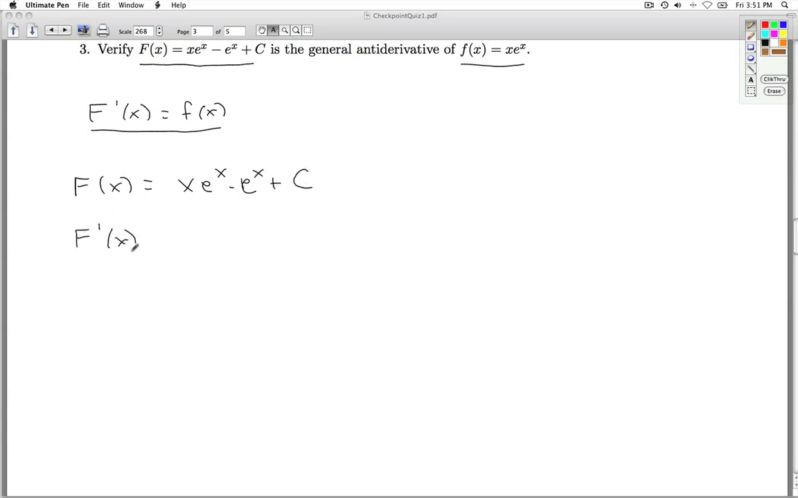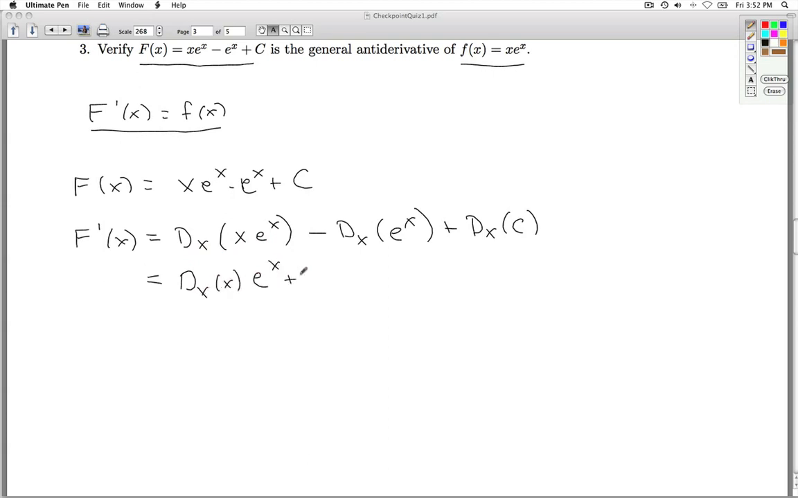So how do you take F prime of x? Well, I'm taking the derivative of x e to the x minus the derivative of e to the x plus the derivative of a constant. This is a product of two functions of x, so I need the product rule. I take the derivative of the first one times the second plus the first times the derivative of the second. So these first two terms are your product rule from Calc 1. Now this guy, the derivative of e to the x, well, that's e to the x. And the derivative of a constant is 0.